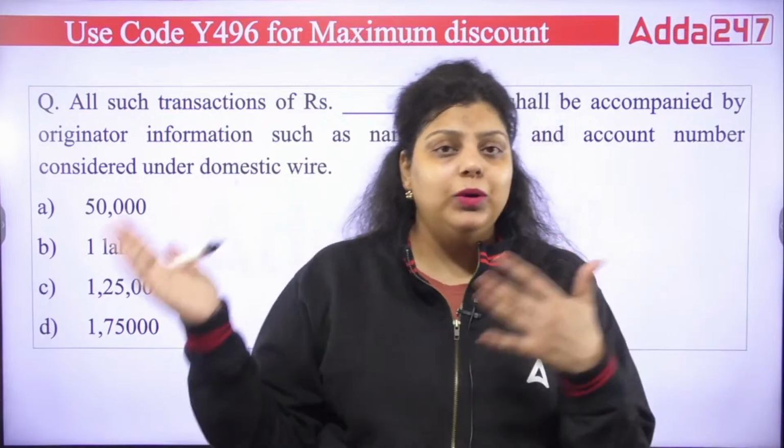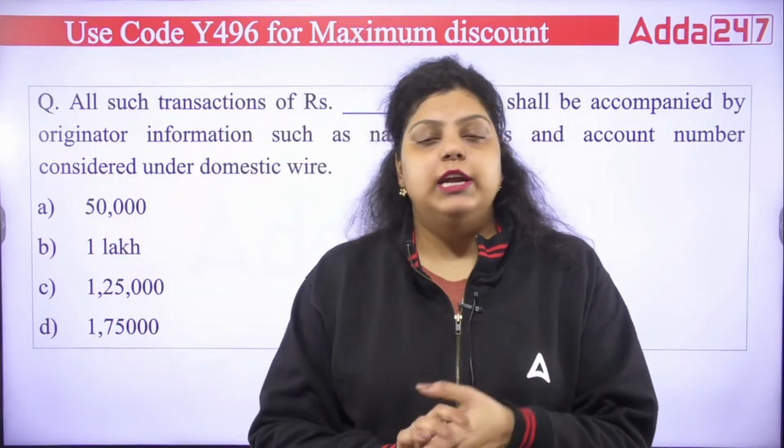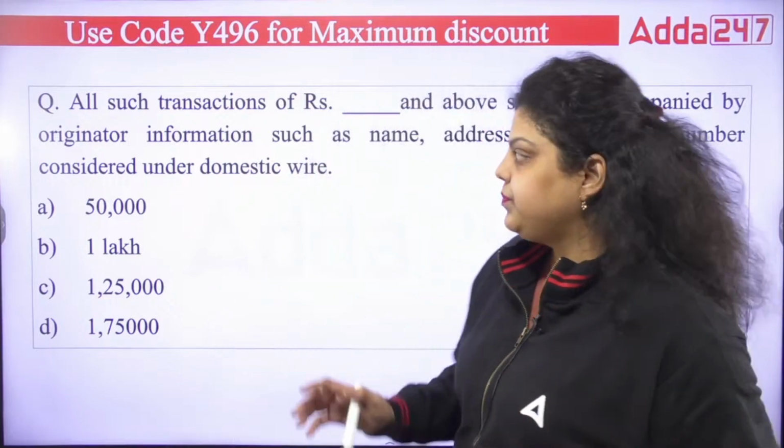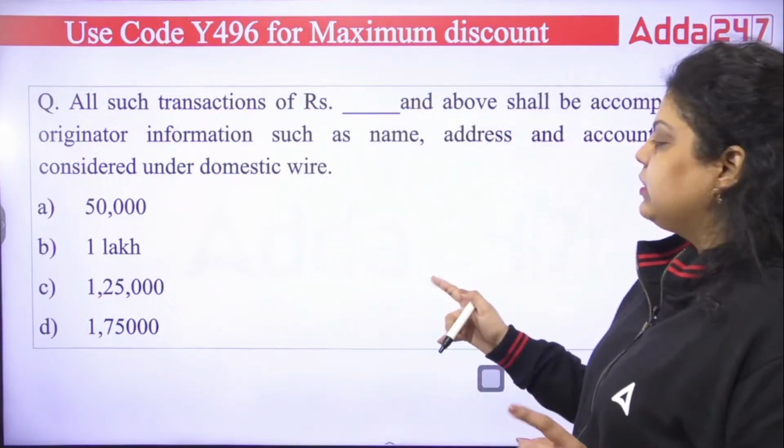So in the Liberalized Remittance Scheme, money can be transferred from India to abroad. It should be an outward transfer, India to abroad, within one financial year. 2.5 lakh dollars will be allowed. Now, which of the following will be true for this particular question?